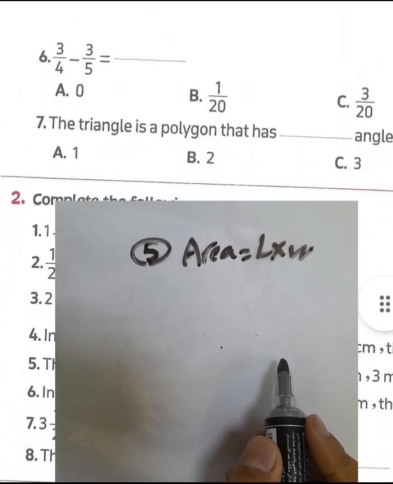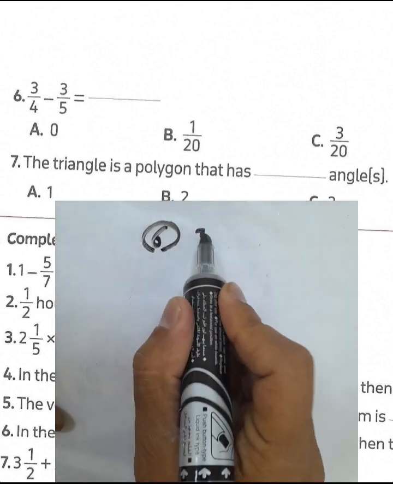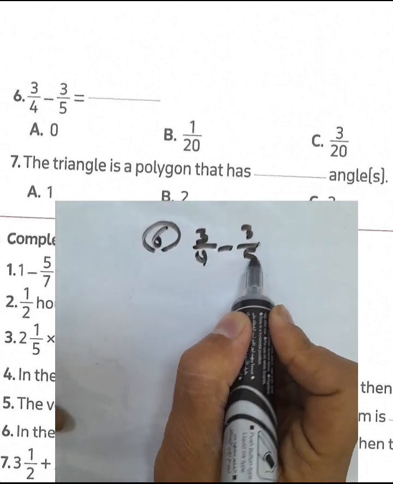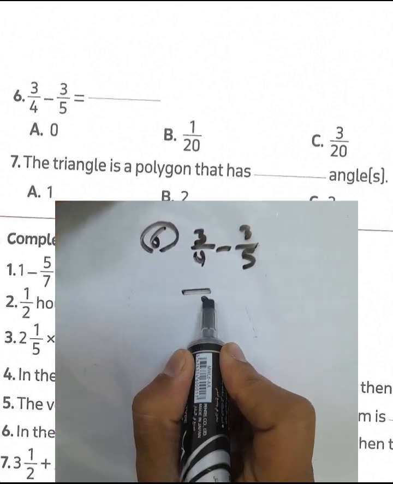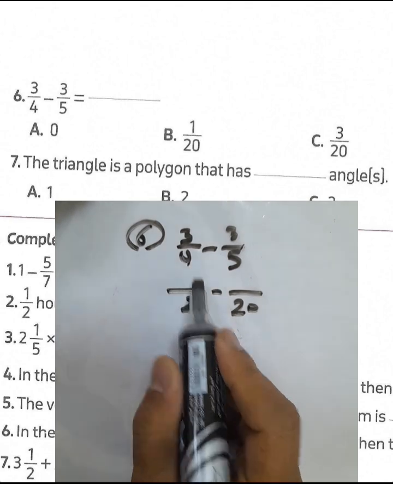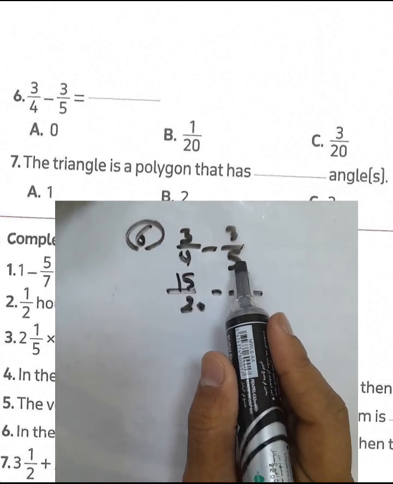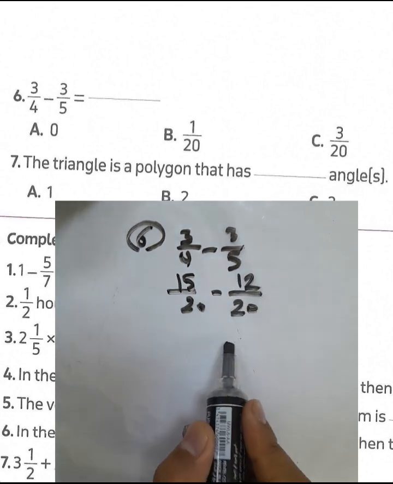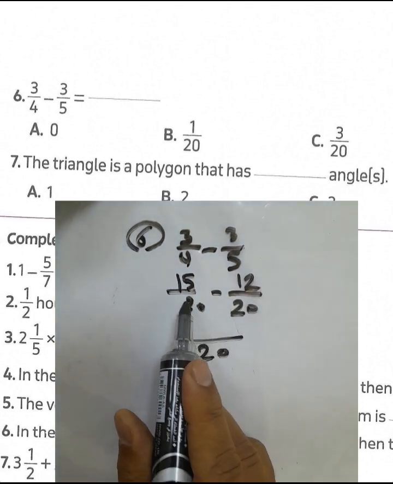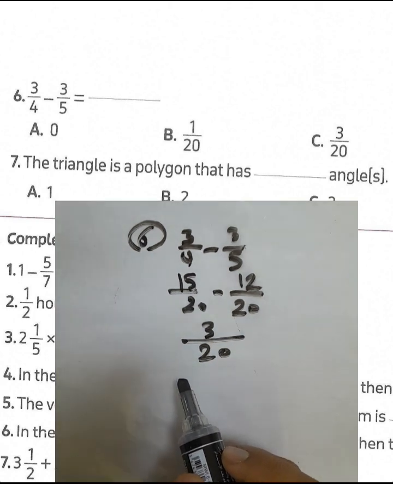Next question, number 6. 3 over 4 subtract 3 over 5. We can write the least common multiple of the 2 denominators, it will be 20. 4 times 5 equals 20 and 3 times 5 equals 15. 4 times 5 is 20, 3 times 4 equals 12. And then we can find the difference between them. 15 minus 12 equals 3. Then the result will be 3 over 20.